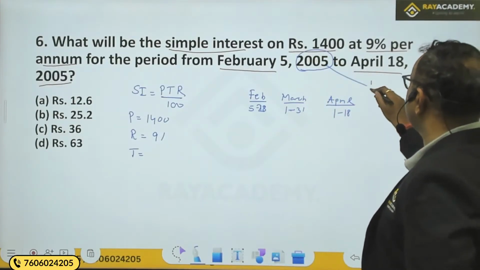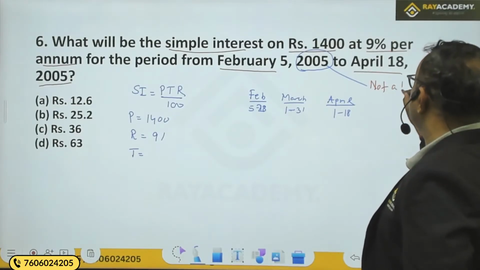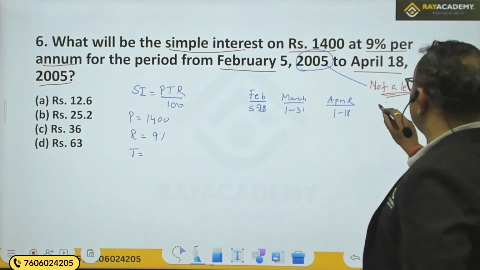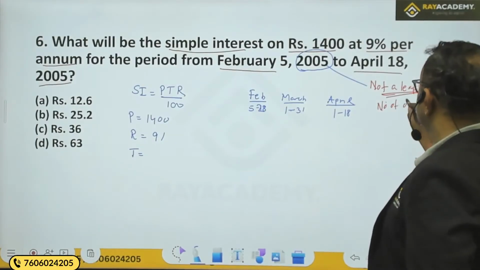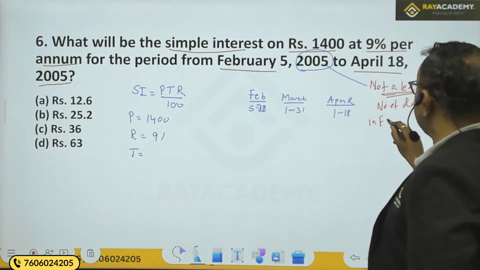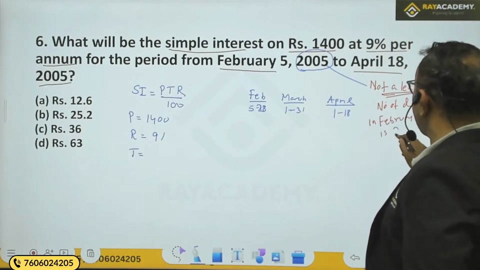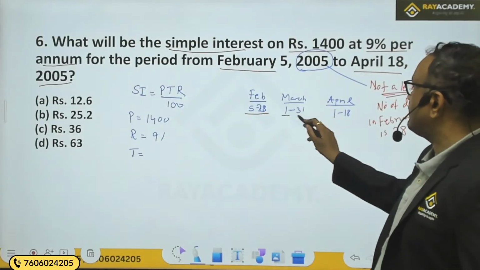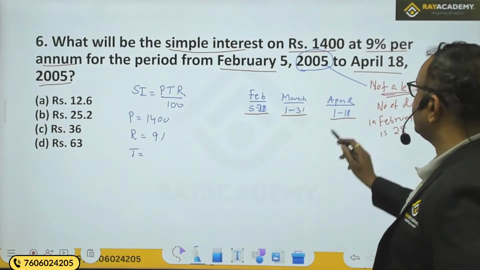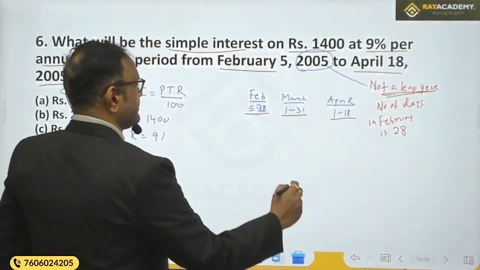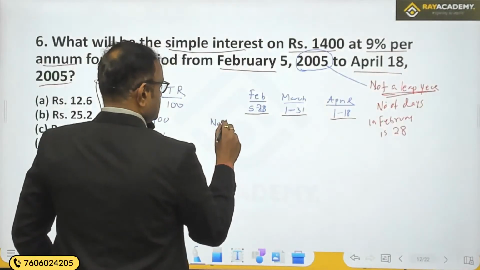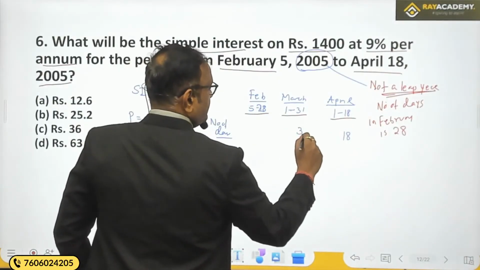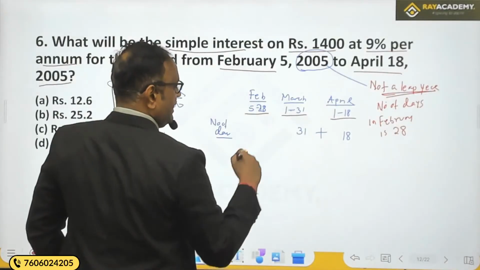So in this question, you have to consider this also, not a leap year. If it is not a leap year, then the number of days in February is 28. That is why I have taken 5 to 28. March is the full 31 days, and April is 1 to 18. The number of days in April is 18. This is 31 and this is what?